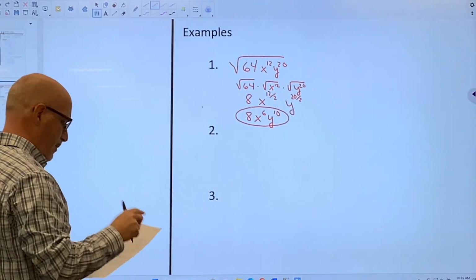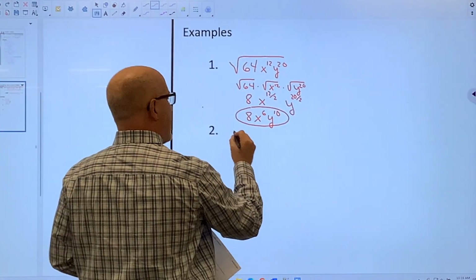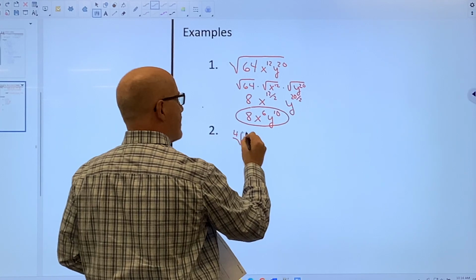Okay, let's do another example. This one, again, will still have an even index. I'm going to make it an index of 4.